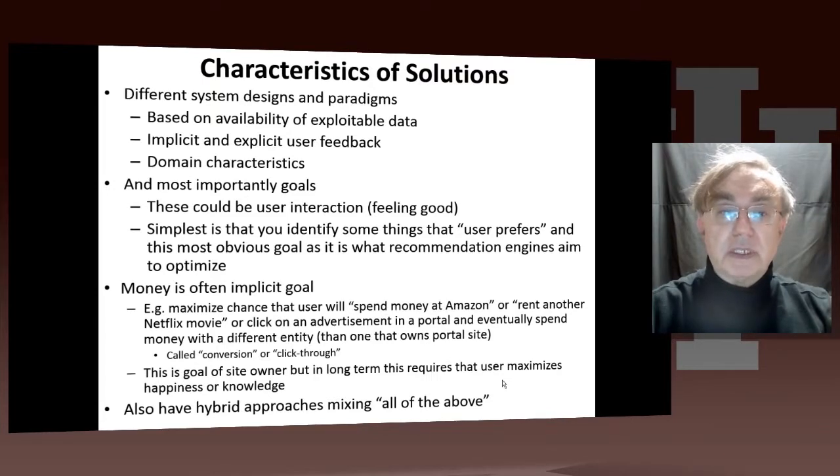So if we look at the characteristics of the different solutions, there are many different system designs and paradigms. We'll see user-based collaborative filtering and item-based collaborative filtering. Those are different paradigms exploiting nearby users or exploiting nearby items. What you do is based on the availability of exploitable data, the speed with which it takes to do the exploitation, and user feedback, which is implicit and explicit. You want to build that in. There's obviously a lot of progress that has been made recently in customizing the interface to internet sites based on what they remember about you. And then every domain has its different characteristics.